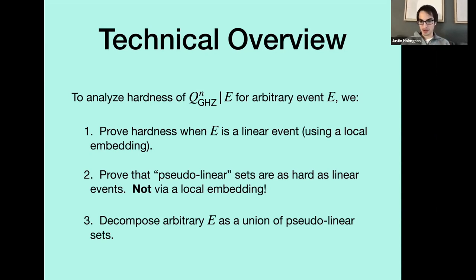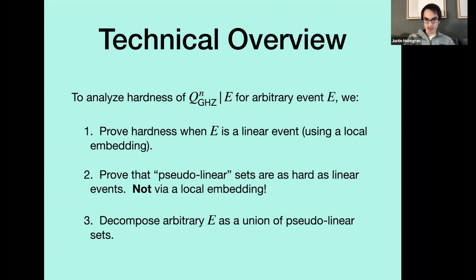And finally, we'll take an arbitrary event and decompose it into parts, which are all pseudo-linear. If we can get this decomposition of the event into different parts for which we have hardness on each of the parts, then we can deduce that the whole event is hard, or the whole conditional distribution conditioned on that event is hard. Yeah, so that's just the high level outline of where we're going.